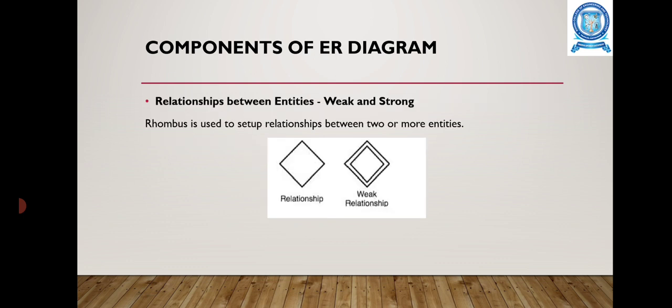Next one is the relationship between the entities, which is represented in two manners. That means weak and strong relationship. If it is weak, then it is represented by using the double shape. That is, a rhombus is used to set up the relationship between two or more entities. If it is strong, then it is represented by a single symbol.